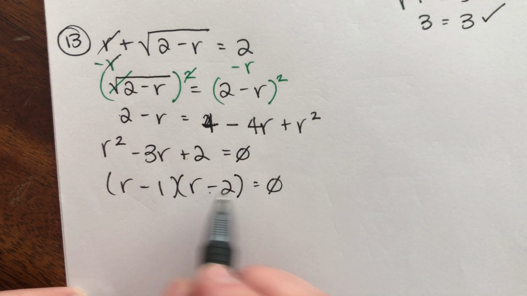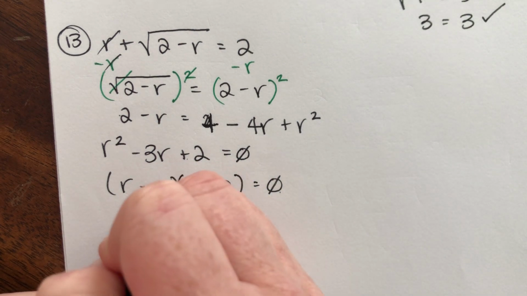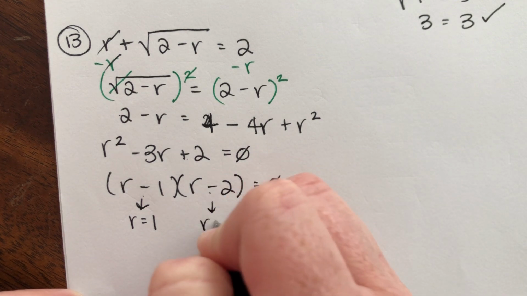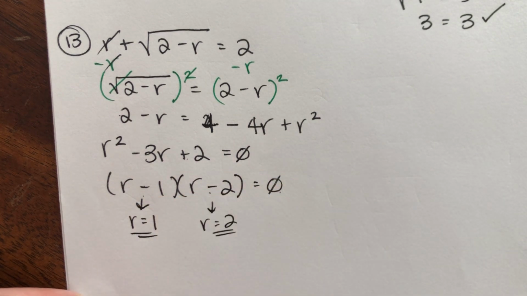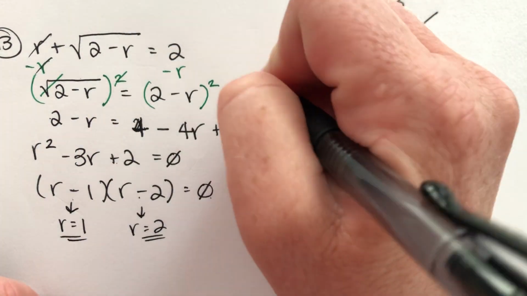We're going to set each of these equal to 0, zero product property. So r minus 1 is 0. r would have to equal 1. r minus 2 equals 0. r would have to equal 2. So we have two solutions. Now we need to go in and plug them into the original equation to make sure they both work.